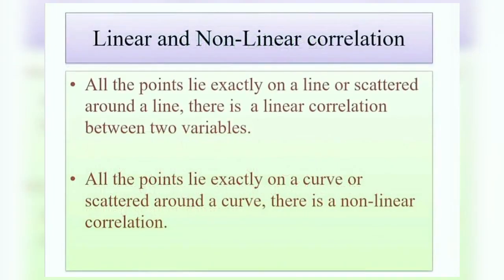The next one is linear and non-linear correlations. Linear and non-linear correlations depend upon the scatter diagram. First of all, linear correlation. In linear correlation, all the points lie exactly on a line or around a line in the plotted graph sheet. That is called linear correlation. The next one is non-linear correlation. In non-linear correlation, all the plotted points on the graph sheet lie exactly on a curve or around a curve. That is called non-linear correlation.